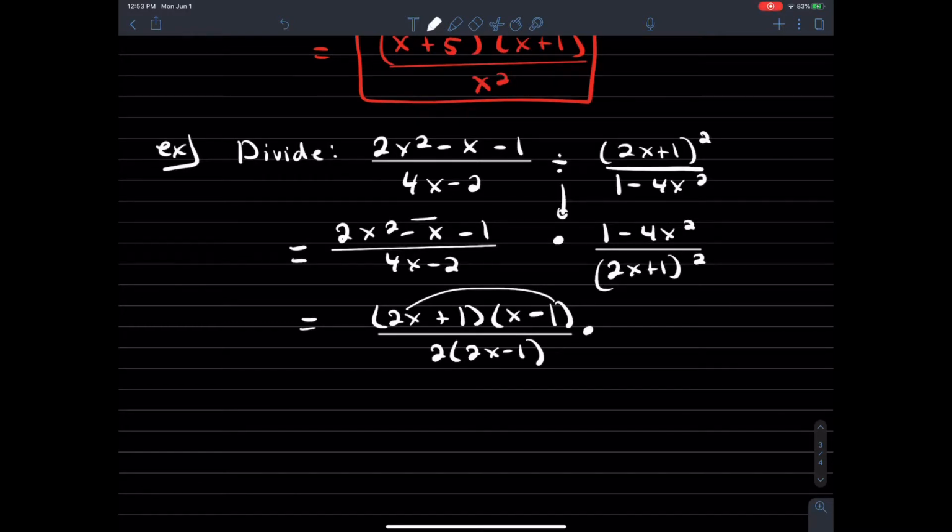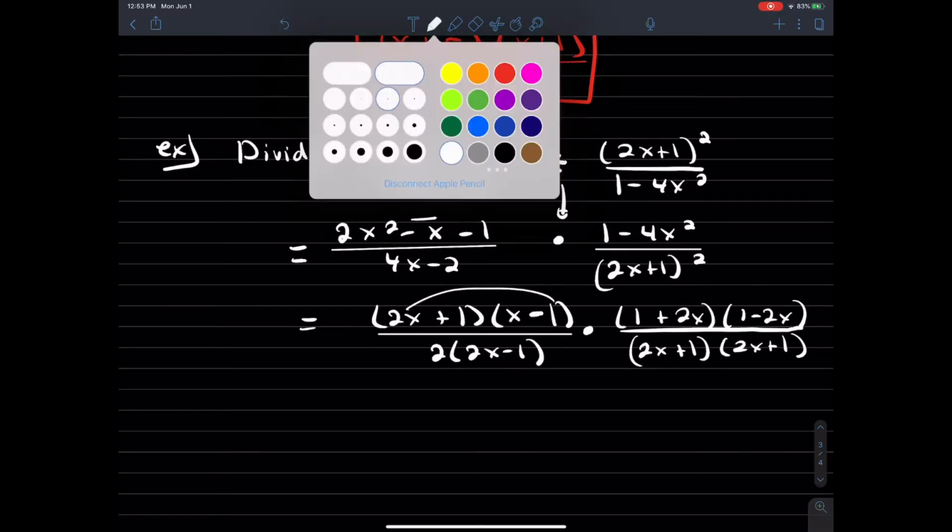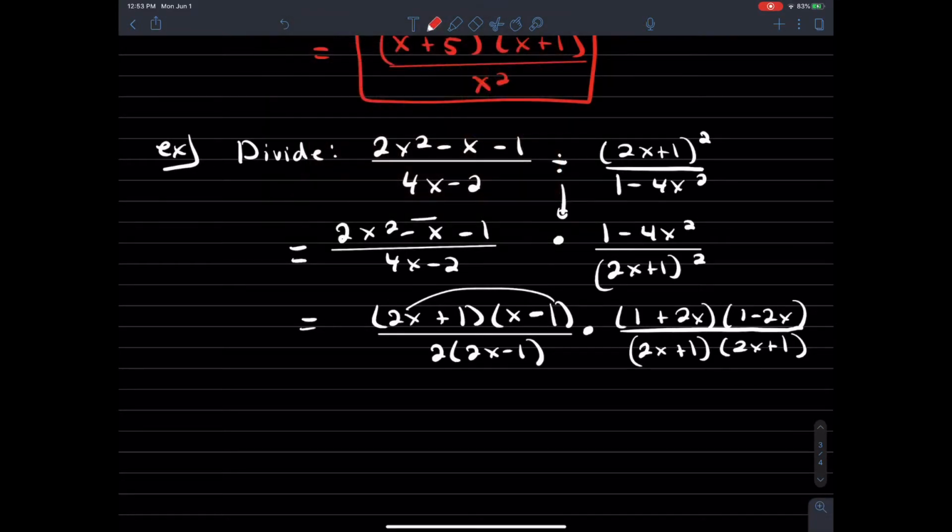And over here, the top, 1 minus 4x squared is actually a perfect square, 1 is a perfect square, and 4x squared is a perfect square, so this is difference of squares, 1 plus 2x, 1 minus 2x. And on the bottom, 2x plus 1. If you want to write it out twice, or you can just cancel the powers, it doesn't matter. So let's see here, 2x plus 1, we can cancel across that times, top and bottom though.